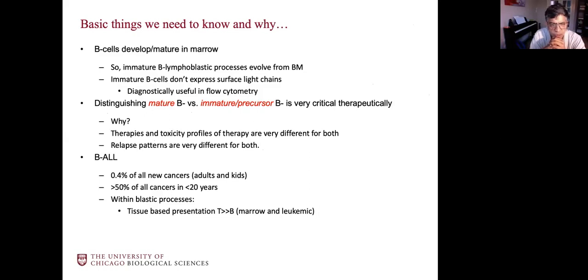And one more thing that you should remember is the distinction of mature B cell from immature is very critical therapeutically. And why is this important? Because the therapy and the toxicity profiles of the drugs used for mature lymphoid proliferations versus immature are very different. And the relapse patterns of the disease itself are very different for both.